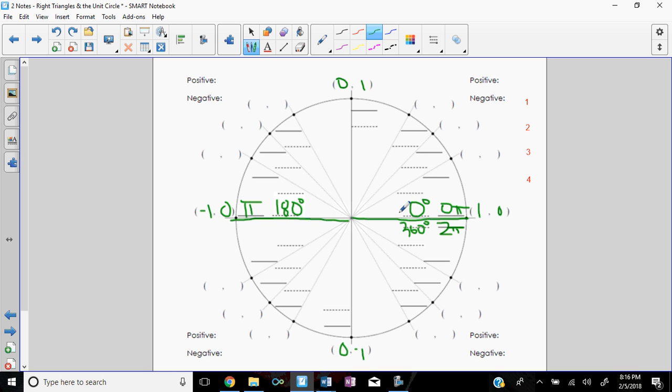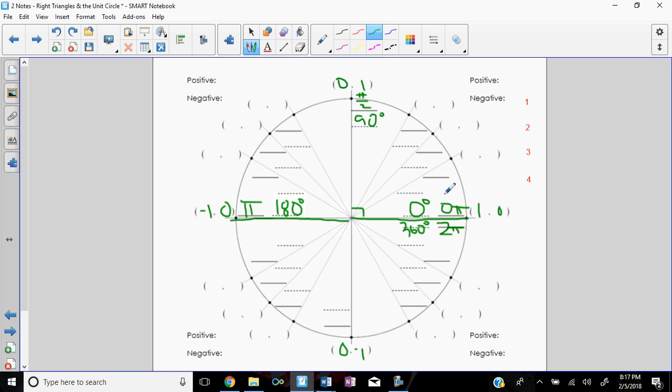Okay. And now let's go ahead and identify the angles that correspond to my maximum and my minimum points. I know this is a right angle. So that means that this is going to correspond to 90 degrees. And in terms of radians, if half of the circle is pi, then a quarter of the circle would have to be pi over 2, or half of pi. We're going to write everything in terms of a fraction. So I'm going to leave it as pi over 2.